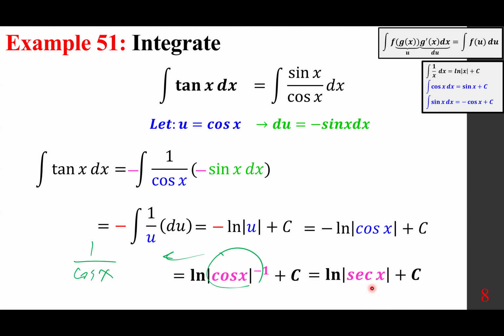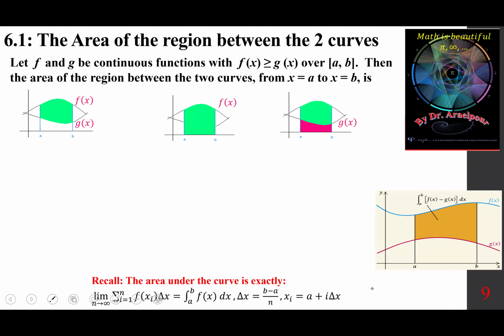Substitution method, fairly nice and easy. Let's go over 6.1, the area of the region between the two curves. So we have two curves. The one at top is f of x, the one at the bottom is g of x. And we want to evaluate the integral between the two from a to b.